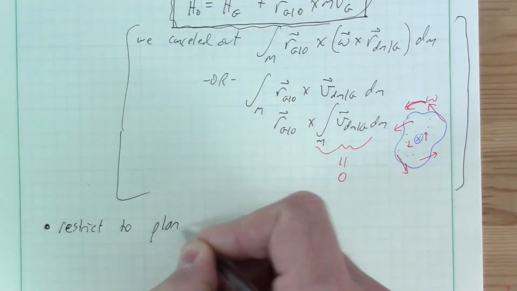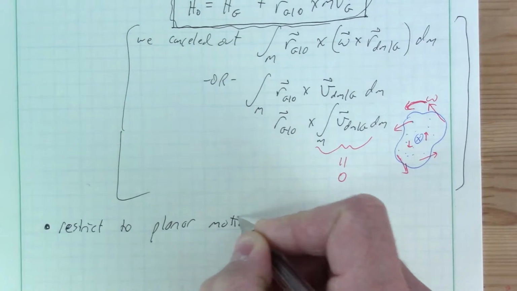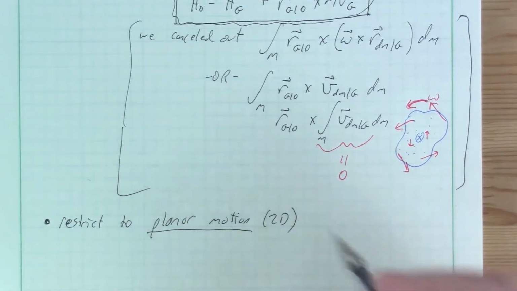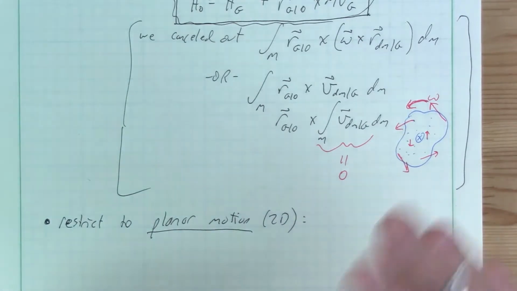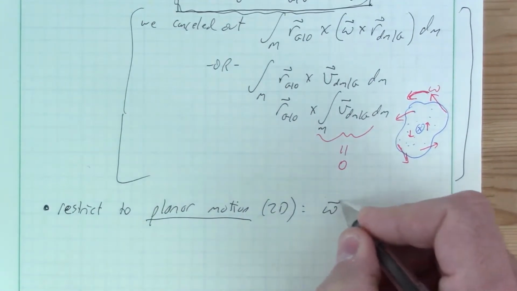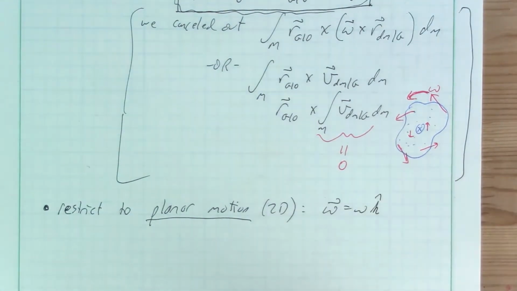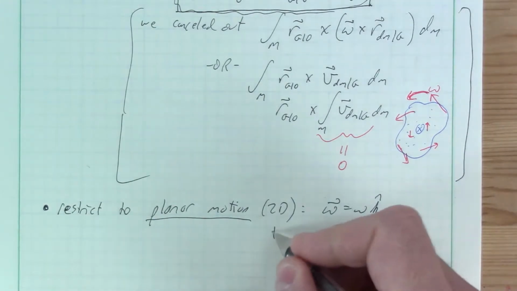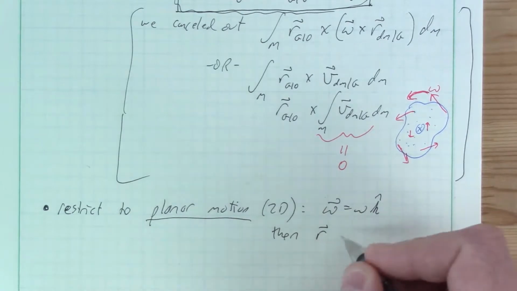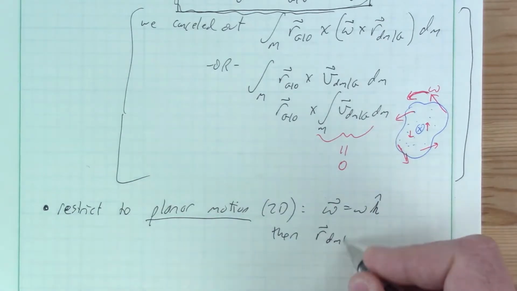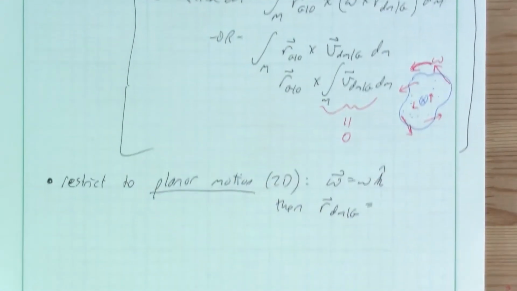Restrict to planar motion. And that means that we'll only say this is only happening in 2 dimensions. So 2D. And what we're imposing on the math is that the angular velocity is in the k-hat direction. So we're choosing k-hat for this to be true, because there's only one axis, by the way. Then our position vector from dm to g, well, we'll get to this in a second. I can write it down. We're going to have to define this here in a second.